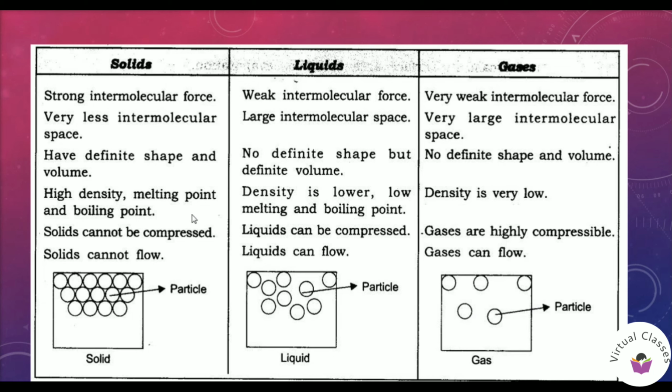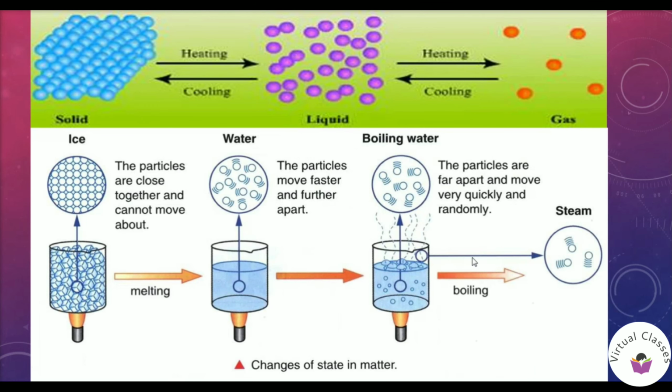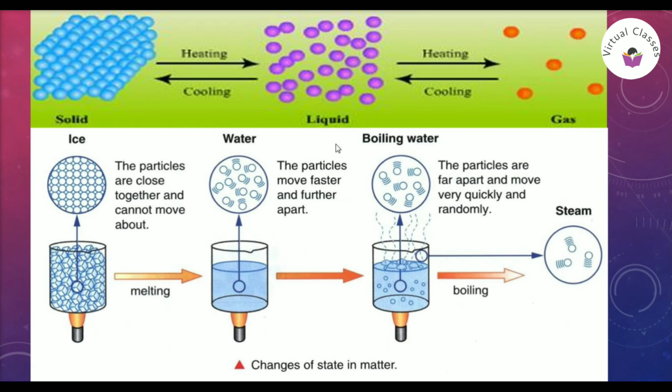Solids have high density, melting point and boiling point. Liquids' density is lower, with low melting point and boiling point, and gases' density is very low. Solids cannot be compressed, liquids can be compressed, and gases are highly compressible. Solids cannot flow, liquids can flow, and gases can also flow.